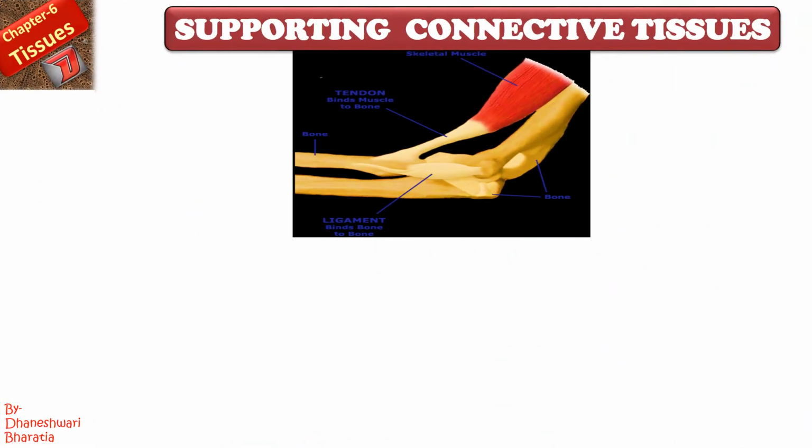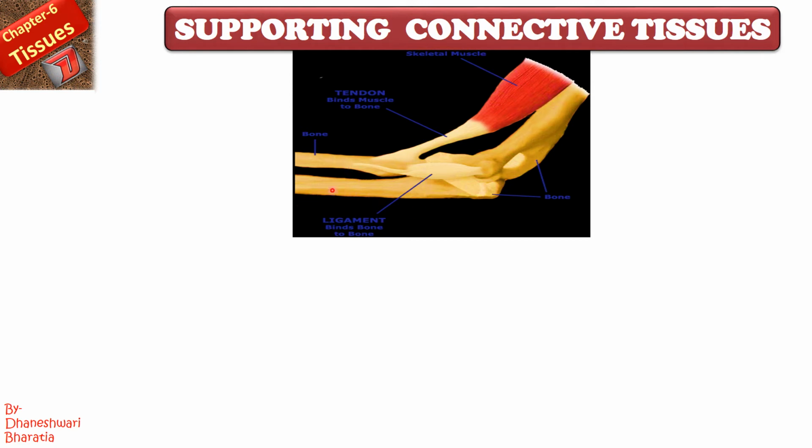Now let's talk about the supporting connective tissues. Supporting connective tissue means some kind of support is given to the bones and muscles. Who will accompany them? Yes, tendons and ligaments. Ligaments bind two bones together, and tendons bind a muscle with a bone. You can see here very clearly.